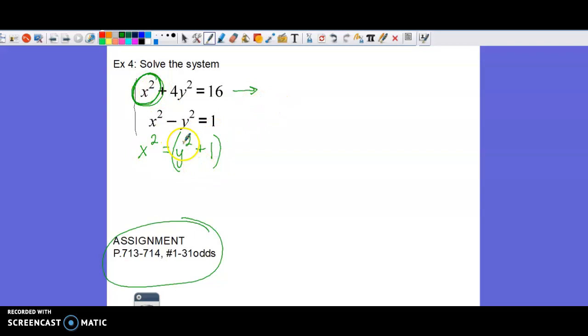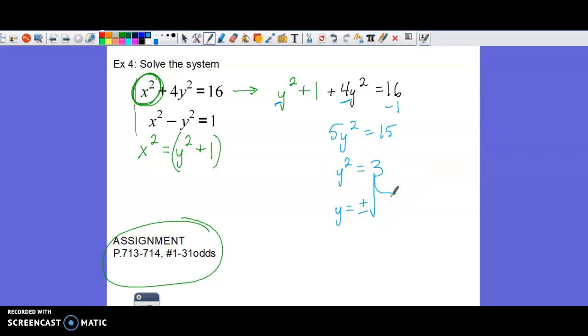So x squared that I just circled is equal to y squared plus 1. And leave everything else alone. Maybe I'll even switch back to that black color. 4y squared equals 16. So as I solve this, I can subtract 1 over, and I can combine like terms. I have 5y squared is equal to 15. So y squared will equal, if I divide 5 over, 3. And just don't forget, when you square root, you do get two answers, a plus and a minus square root of 3.